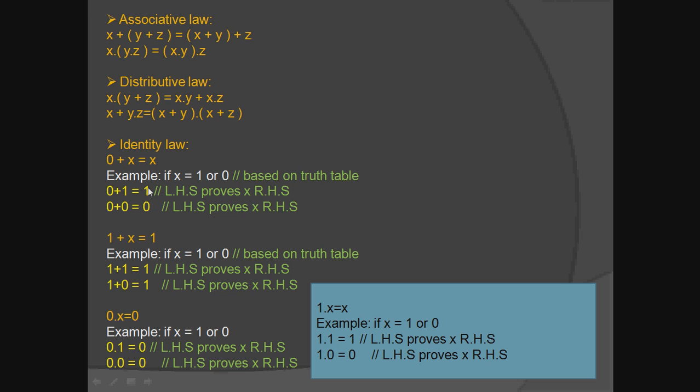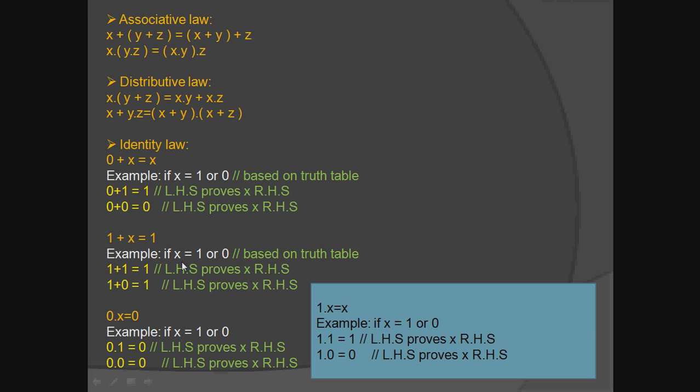Again, it proves this law, that 0 plus x equals x. So whether you write x or 0 plus x, it is the same. Similarly, 1 plus x equals 1. Here you can see that 0 plus 0, 0 plus 1, or 1 plus 0 will be the same, right? So if you add x with 1, the outcome should be 1.